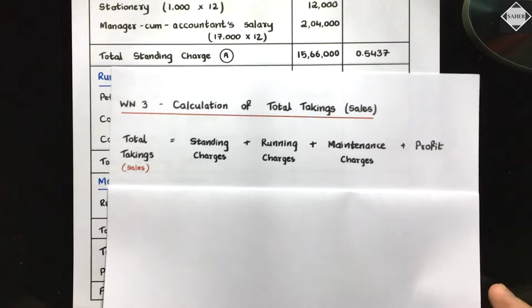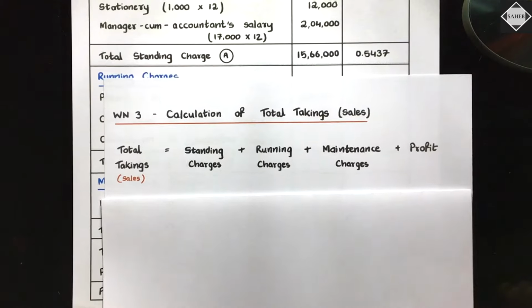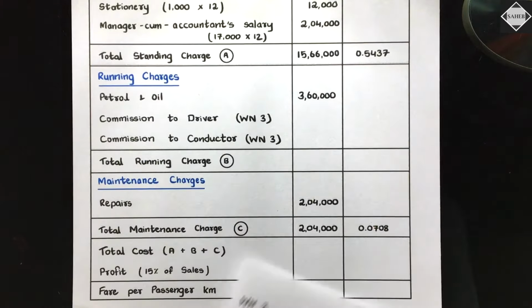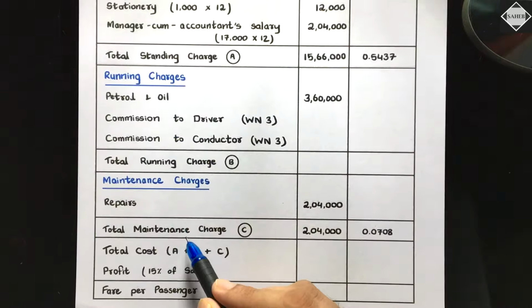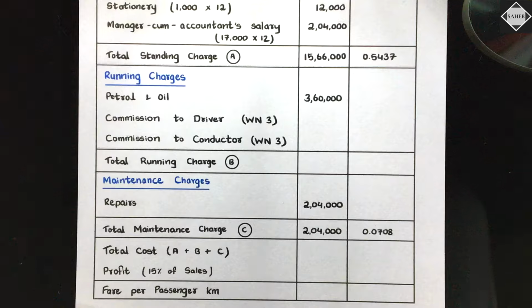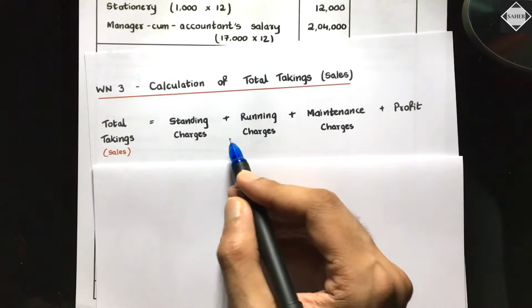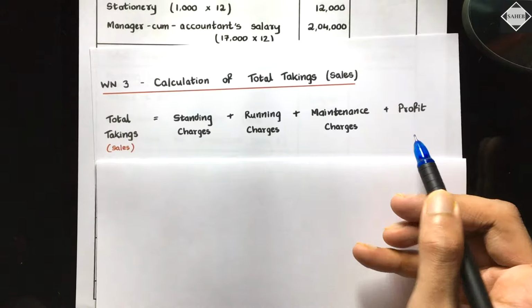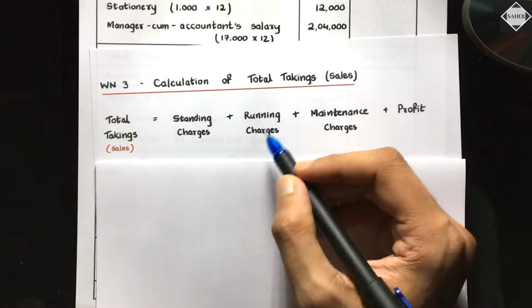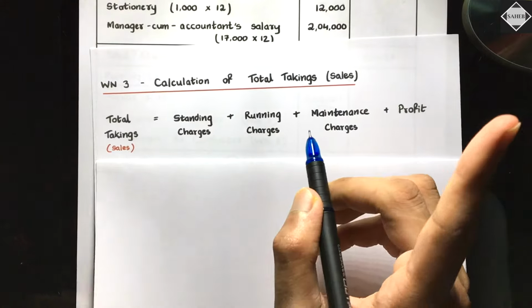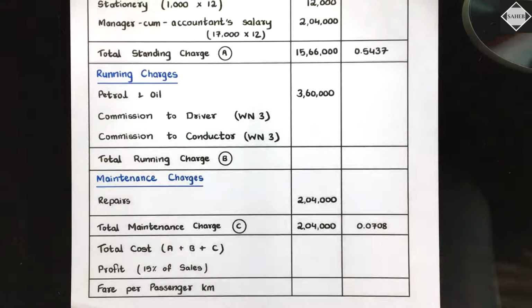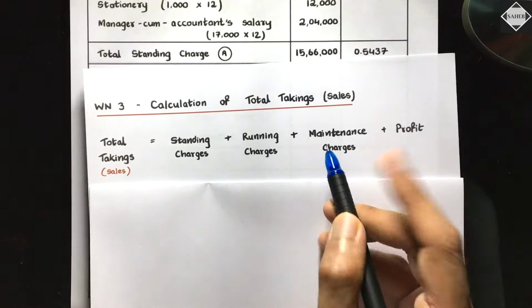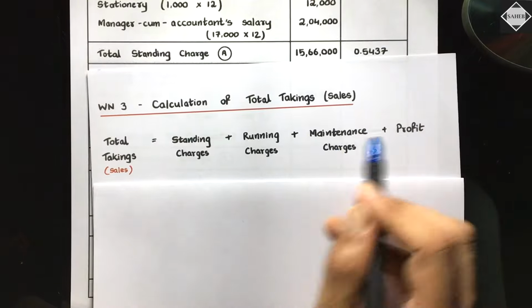See here. Total takings, total sales is what? Do the reverse calculation and understand. If you take the profit and add the total standing charge, total running charge and total maintenance charge, you get the total sales, isn't it? So it's really simple. Standing charge plus running charge plus maintenance charge plus profit. Now we don't have the profit properly, we don't have the running charge, but we have the standing and maintenance charge clearly. Standing charge is 15,66,000 and maintenance charge is 2,04,000. These two we have directly. We don't have running and profit. Yeah, here we have a problem, isn't it?